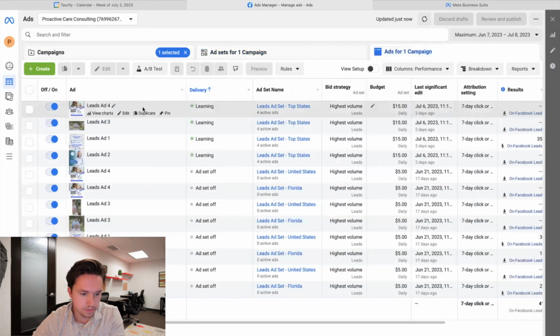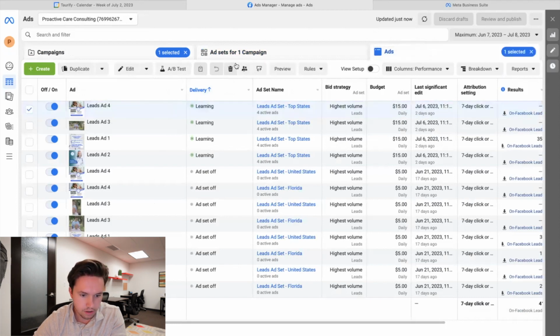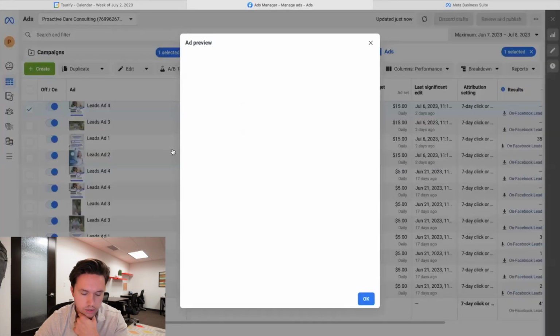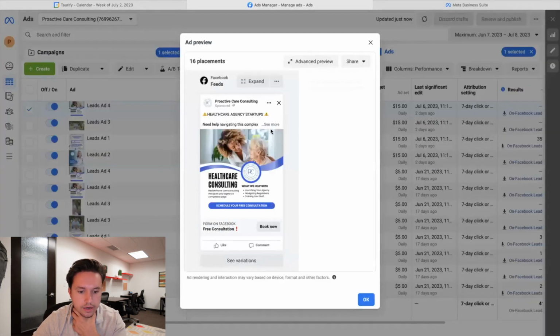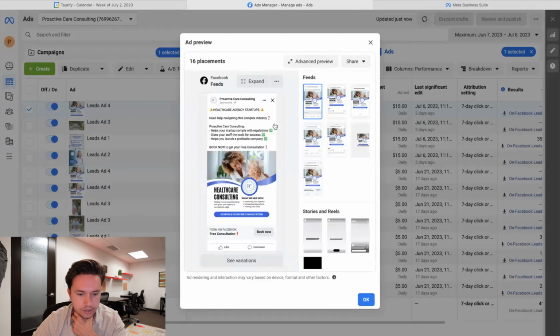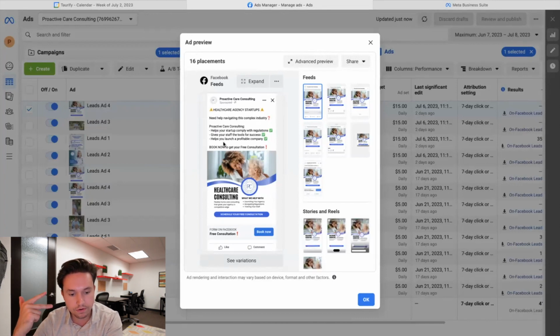I kind of want to show you the ads themselves. So I'll just go one by one here. We have 4 individual ads. We kind of separated these based off of the type of services that we can provide and the people we're calling out. Healthcare agency startups. Need help navigating this complex industry? Proactive Care Consulting helps your startup comply with regulations, gives your staff the tools for success, and helps you launch a profitable company. Book now to get your free consultation.